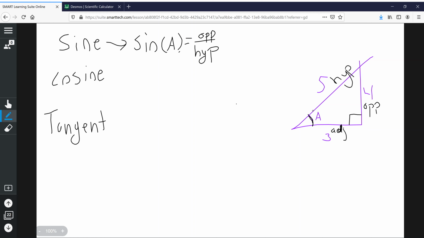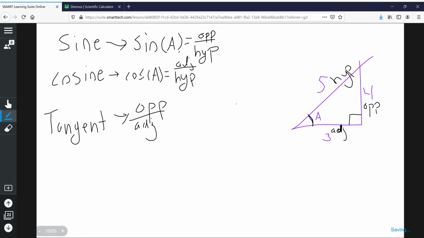So you're going to have two sides that are adjacent to the angle. One is going to be the hypotenuse. One is what they call the adjacent side. And so the sine is equal to the opposite over the hypotenuse. The cosine, which we just call cos of A, would be adjacent over hypotenuse. And then the tangent is equal to opposite over adjacent.